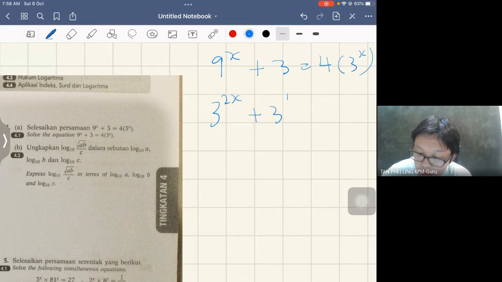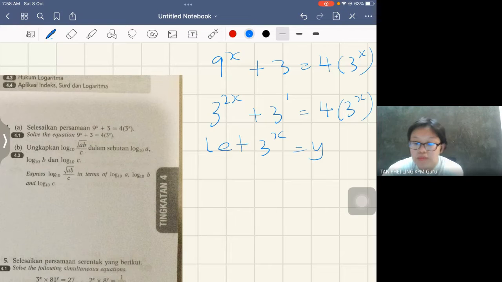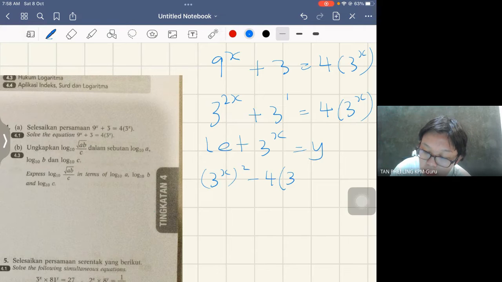Then you have 3 power 2x plus 3 equals 4 times 3 power x. So you see, this is 3 power x and this one is 3 power 2x. If I let 3 power x become y, for example, in that case I will have 3 power x squared, and then I move this one here: minus 4 times 3 power x plus 3 equals 0.